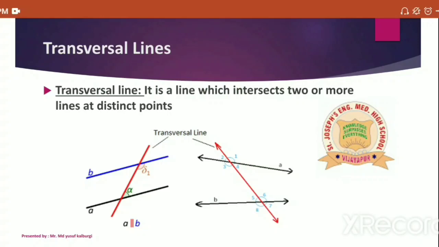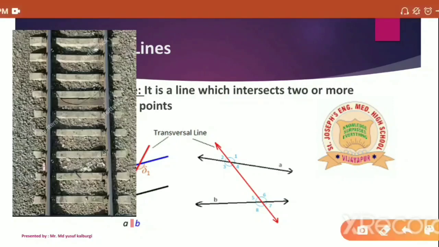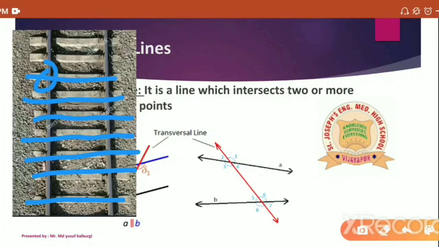Let us begin with the first image, that is this. Just observe this image. Can you identify what it is? If your answer is railway track, you are absolutely right. It is also looking like a ladder. If it is a railway track, you can see that these concrete poles are intersecting the railway track at two different points. There are many transversal lines for these railway tracks, because they are intersecting at two different points everywhere. So this is the best example. You may take a ladder also.